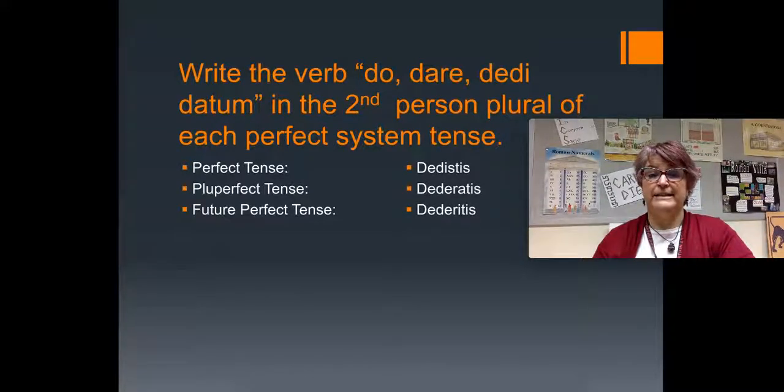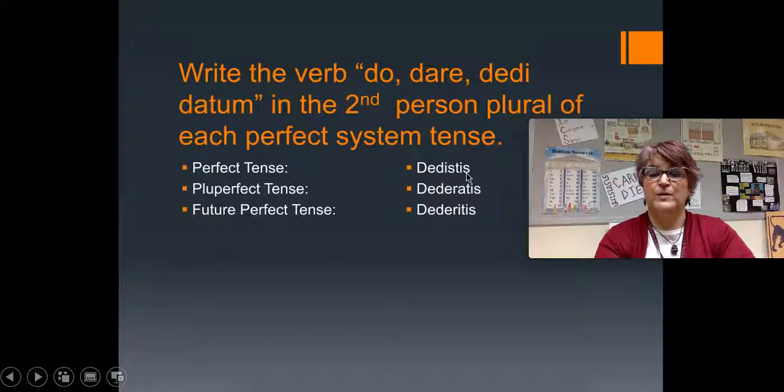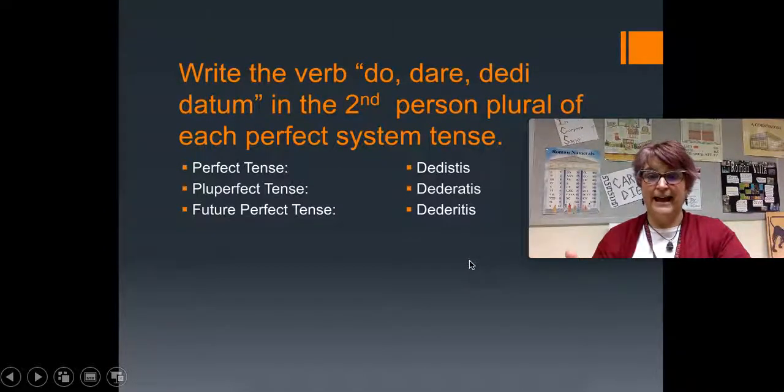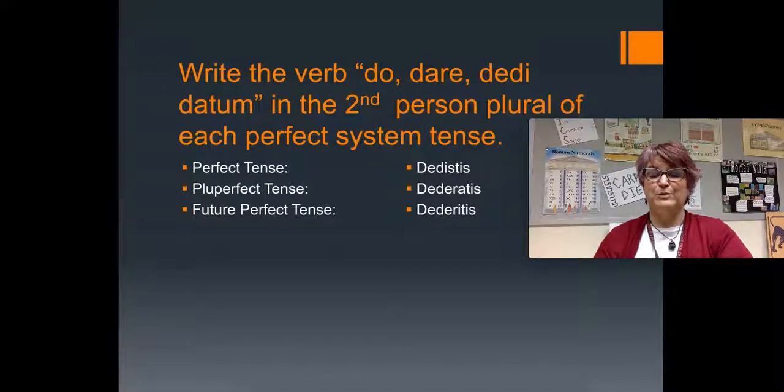Did you write dedistis, dederatis, and dederitis? I hope so, because if you did, then that means that you used the base of the third principal part, which is ded. We see it in all of these. And then you simply added the istis for the perfect tense, eratis for the pluperfect, and eritis for the future perfect. That, ladies and gentlemen, is all there is to writing any verb in Latin in the perfect, pluperfect, or future perfect tense.